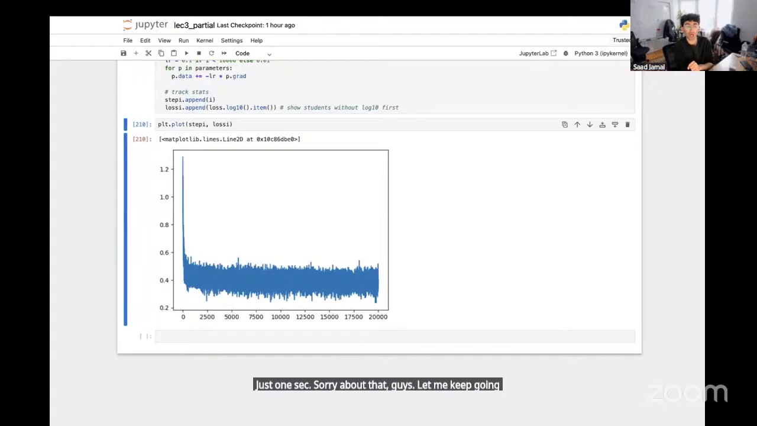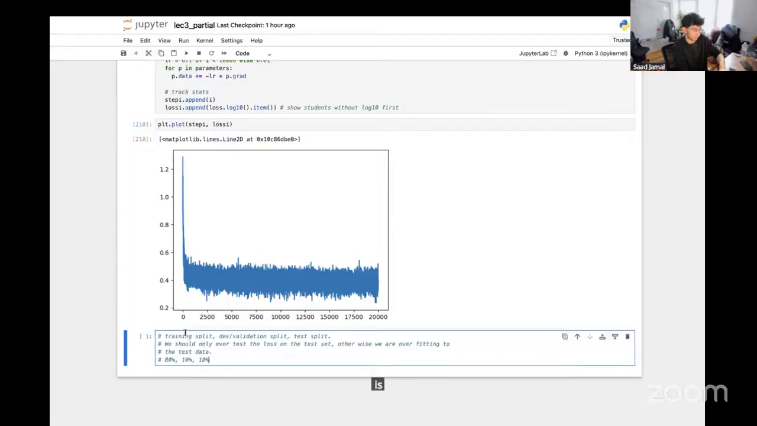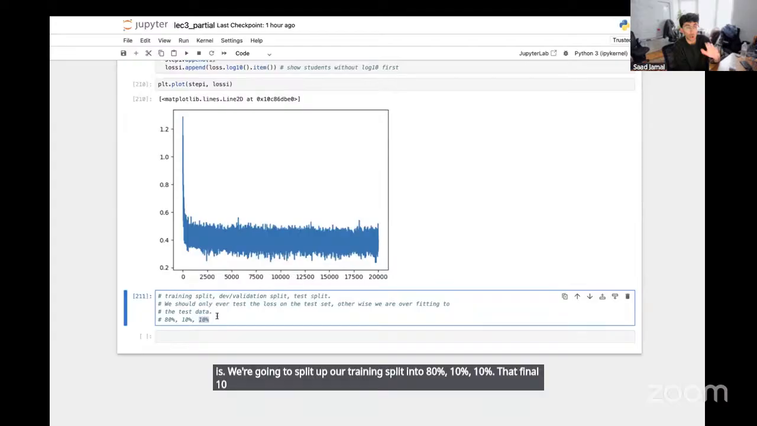The actual loss that we should make decisions about hyperparameters on, that is on the validation set. So basically what I'm trying to say is we're going to split up our training split into 80%, 10%, 10%. That final 10%, that's our test split. We only ever calculate the loss once. And that's the final loss that we report, right?